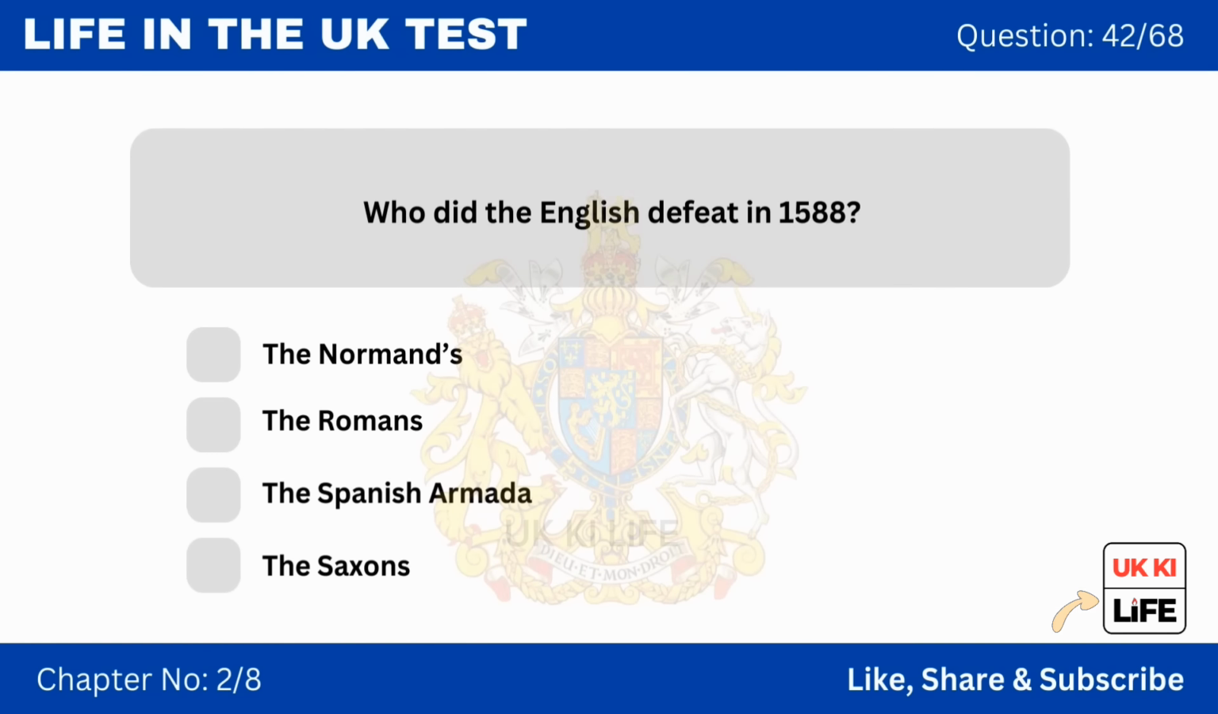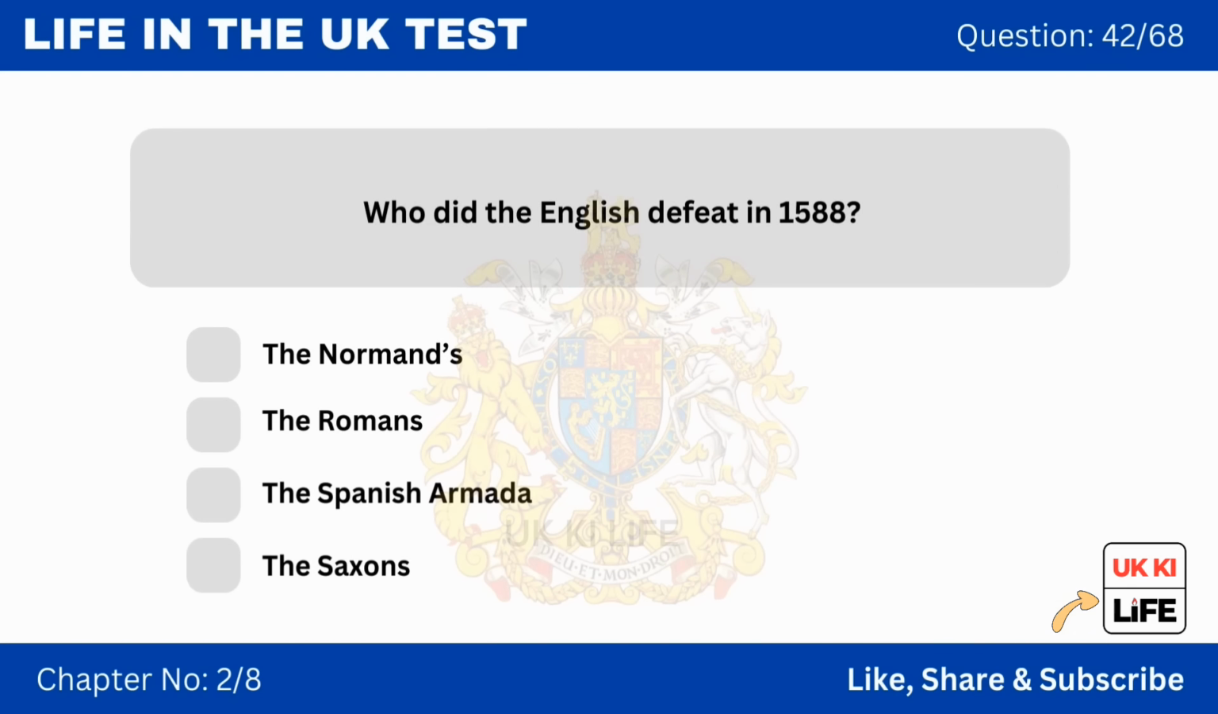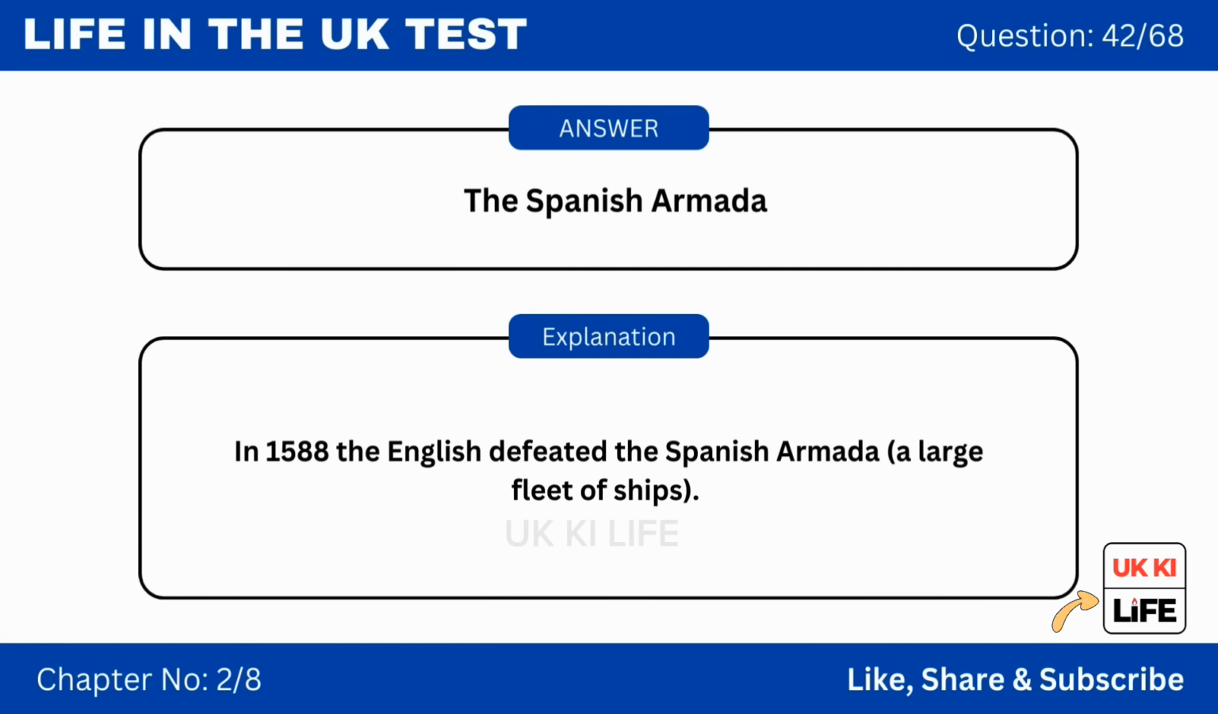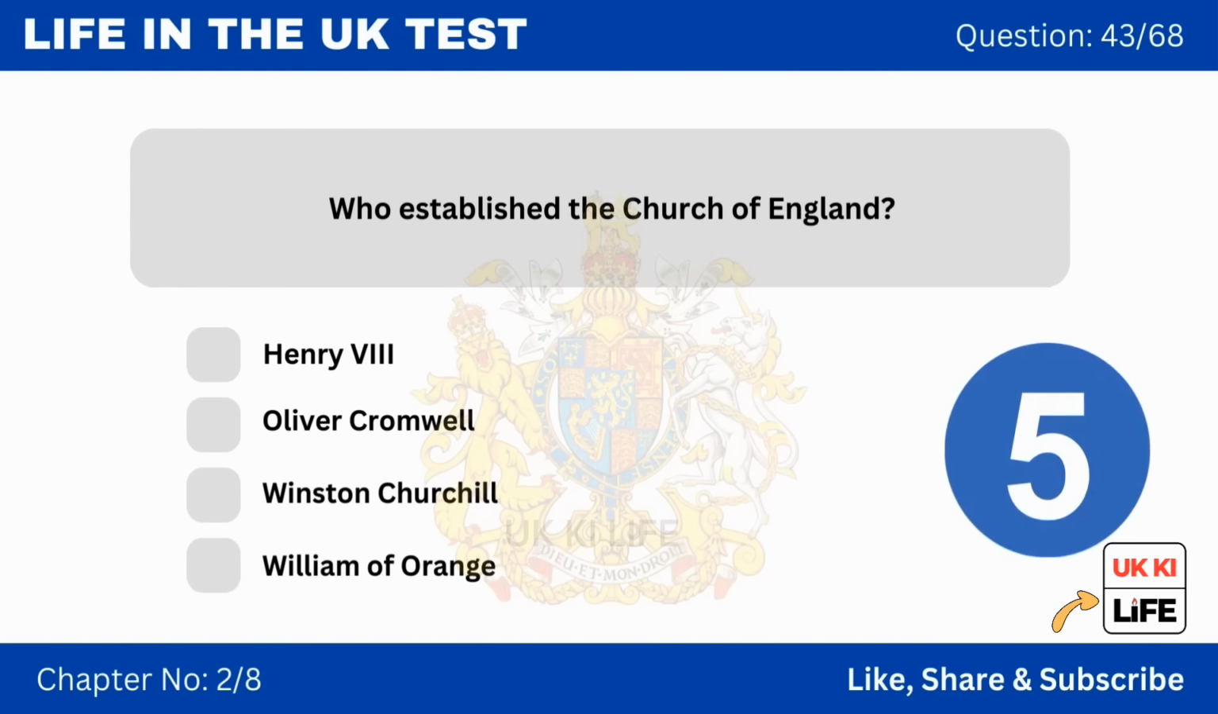Question 42. Who did the English defeat in 1588? The Normans, the Romans, the Spanish Armada, the Saxons. The correct option is C. Explanation. In 1588 the English defeated the Spanish Armada, a large fleet of ships. Question 43. Who established the Church of England? Henry VIII, Oliver Cromwell, Winston Churchill, William of Orange.